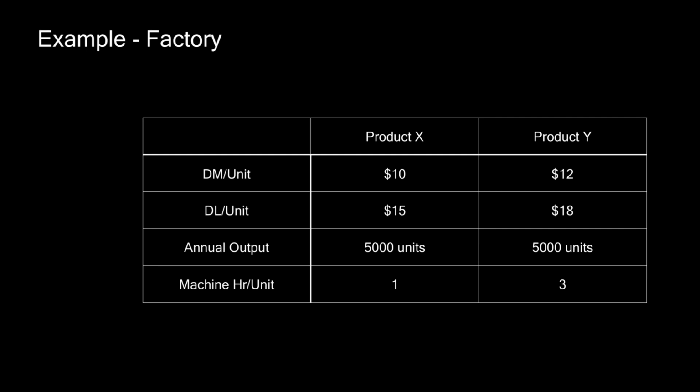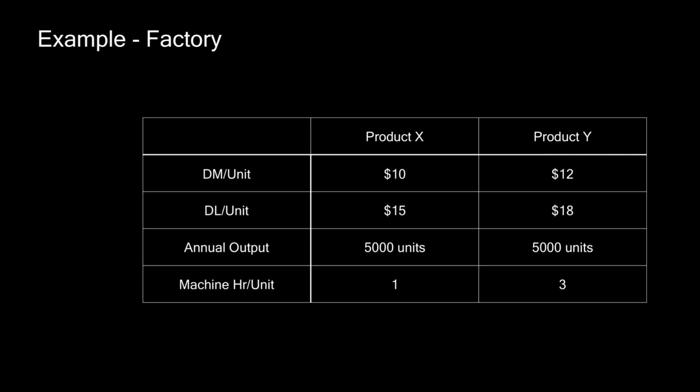Labor, $15 per unit is required for X and $18 per unit for Y. Remember, these are your direct costs. They're already traced on a per unit basis. Now, this factory makes 5,000 units of annual output for X and 5,000 units of annual output for Y as well. So the production is equal over here. However, we have given you certain more information, the machine hour consumption. So every unit of X that is made requires 1 hour of machine, whereas for every unit of Y that is made, Y requires 3 hours of machine.